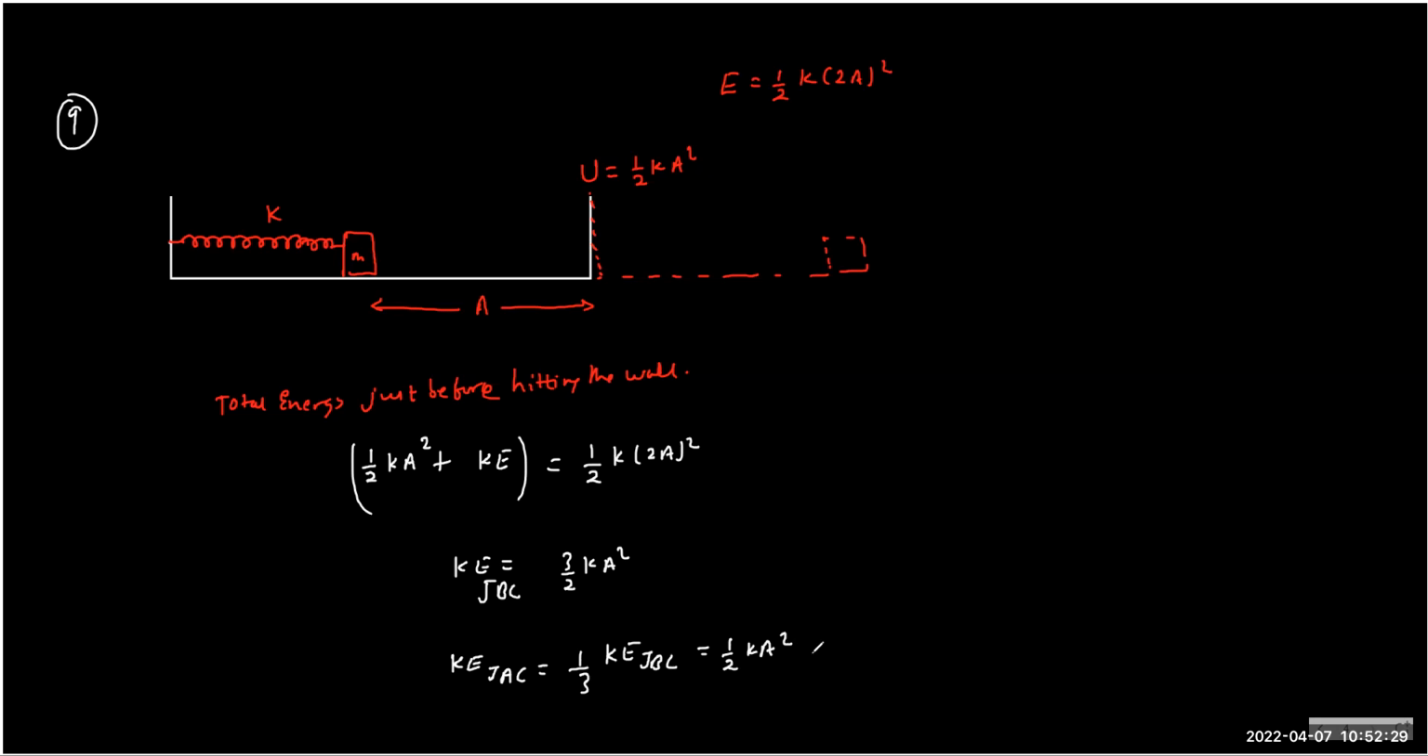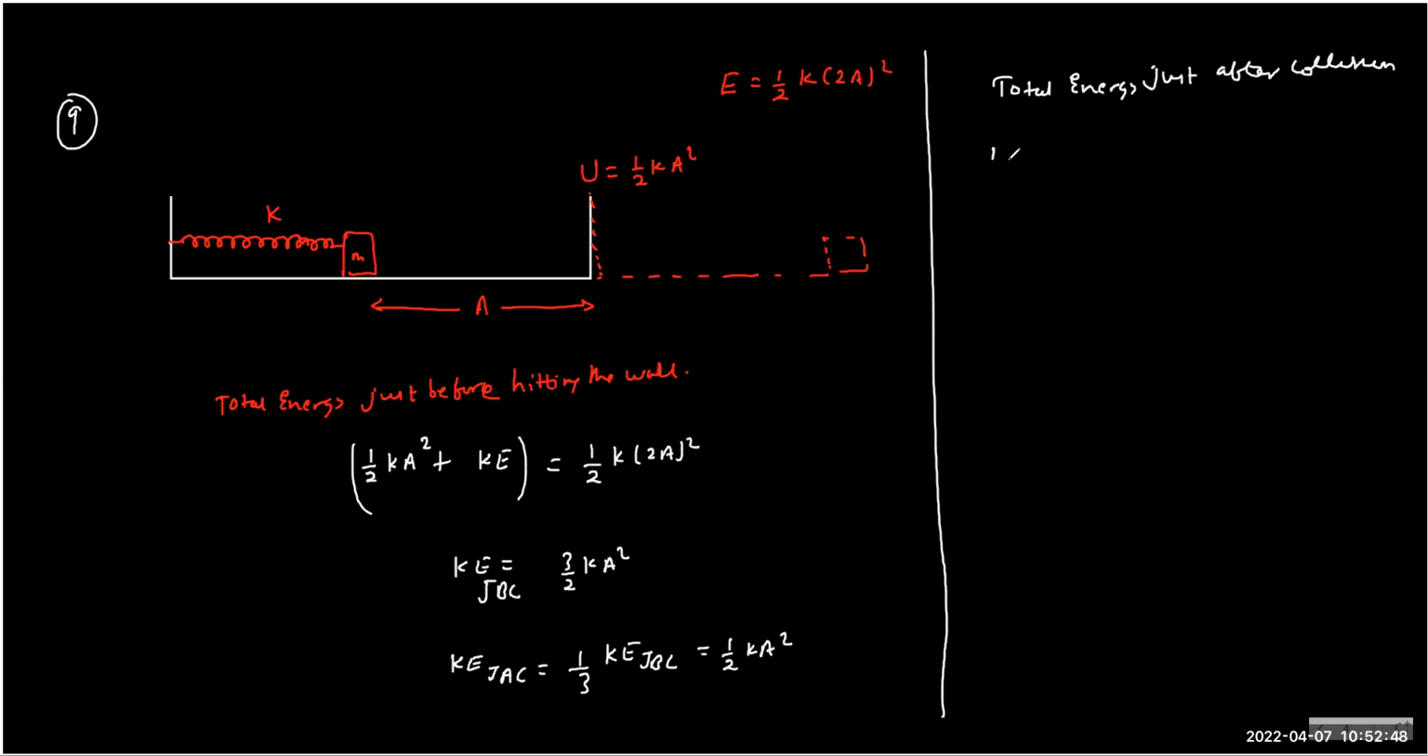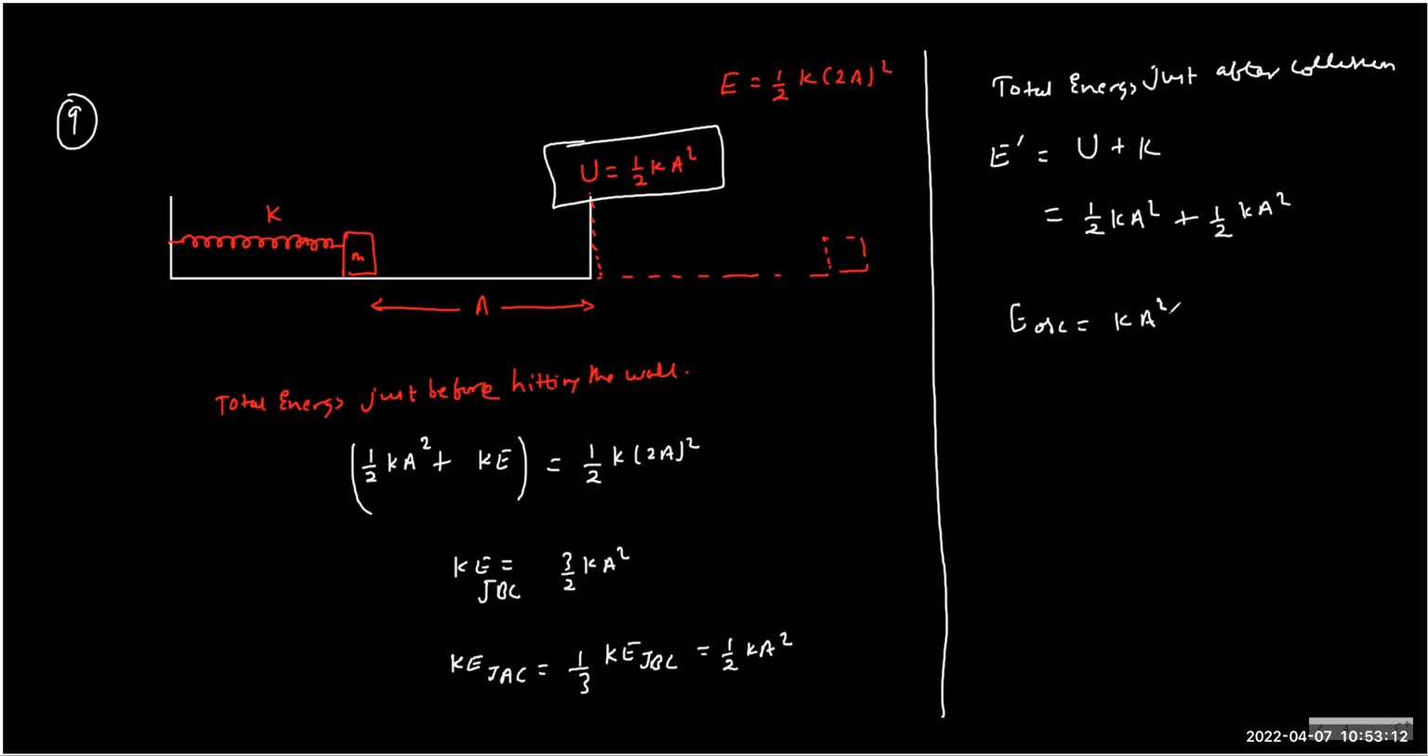But your potential at that instant will be the same as what you had. So what is the total energy just after collision? The spring will keep the potential equal to half K A square, because that we have seen already. This will not change because the spring is still having elongation A, so half K A square. But the kinetic energy has changed to half K A square. So the new energy of oscillation is how much? K A square.